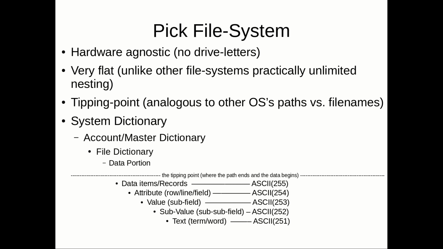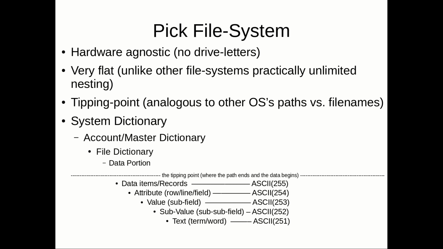But you will see the next one. The next one is the attribute. That's PIC parlance. And what that is, is a row, a line, a field in any other kind of Windows or Unix or Mac file. And it is delineated not by carriage return or line feed, or both in the case of DOS. It's delineated by ASCII 254, or what is in PIC called an attribute mark.